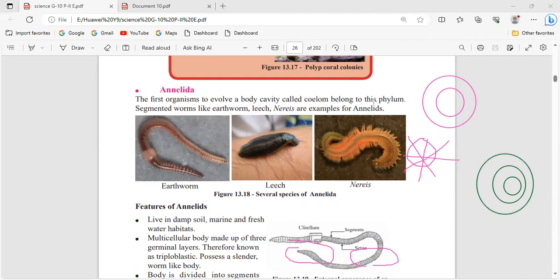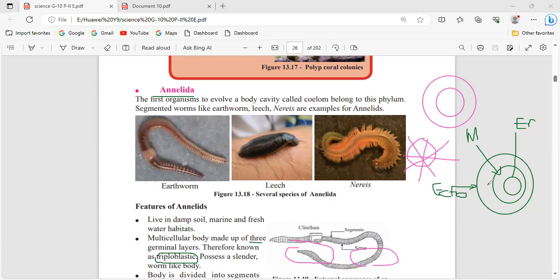So the outer layer is the what? The outer layer is the ectoderm, and the inner layer is the endoderm. In between that, they have a mesoderm. So that is a triploblastic organism. From Annelida onwards, the organisms are triploblastic. They are made up of 3 germ layers.